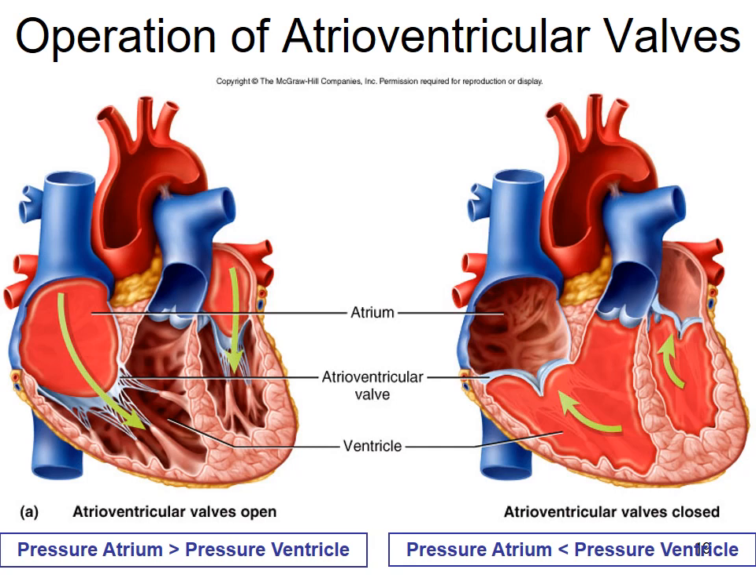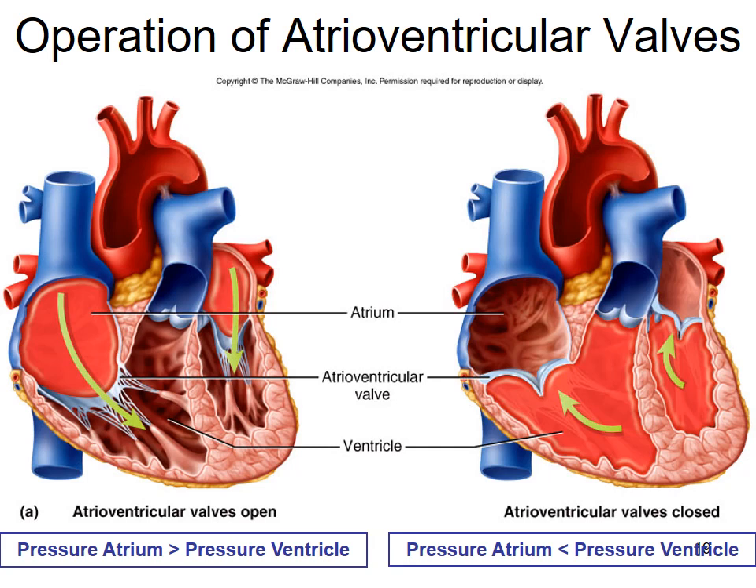So if your AV valves are open, that means that we want blood to flow from the top chamber to the bottom chamber. And then notice now on the other side of the image that as blood is flooding into the ventricle, the pressure starts to increase. The minute that the pressure in the ventricle is greater than the pressure in the atrium, the blood would tend to reverse its course. Notice how the green arrows are now pointing upwards towards the atrium. The valves are there to prevent that backflow from happening.